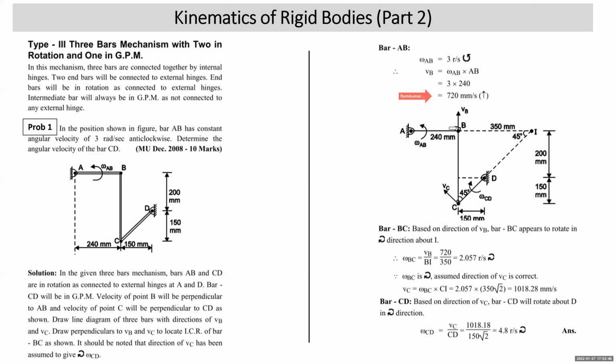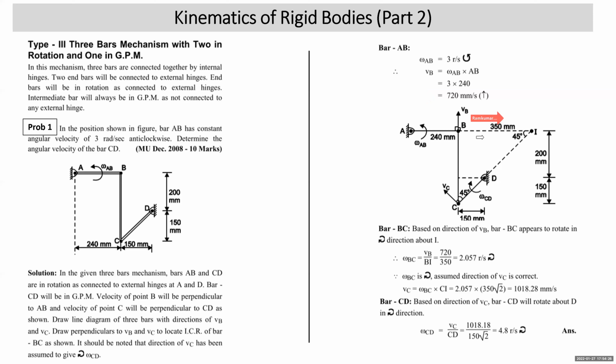Once you have marked VB and VC, draw a perpendicular to VB and a perpendicular to VC to locate the ICR for bar BC. Now just see that this angle will be 45. How do you understand this angle is 45? This distance is given to you as 150, and this is also given as 150. That means the inclination of bar CD is 45 degrees with the horizontal as well as with the vertical, right? So I have marked this as 45. Bar BC is of length 350 mm, you can see that from here. This is 45 degrees, so this will also be 350.